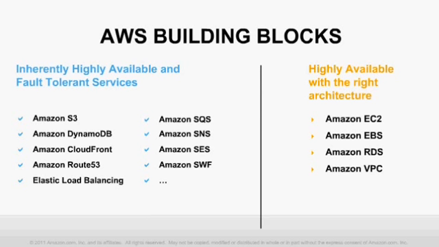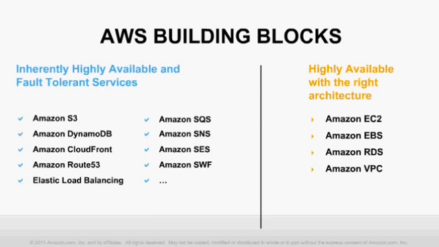Then we have a number of application-level services such as Queuing Service, Simple Notification Service, Simple Email Service, and Simple Workflow Service, which provide you the ability to build highly available apps with fault-tolerant services that are built fault-tolerant right off the bat. You can use them right off the bat, and you don't have to build them on your own and deploy them on servers of your own and make them highly available.